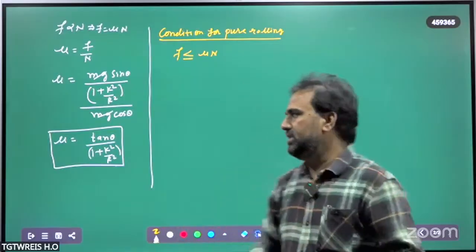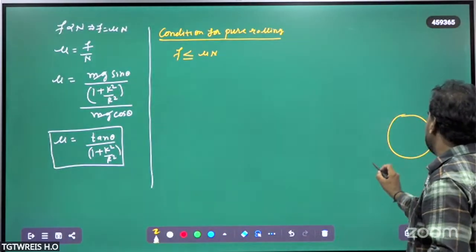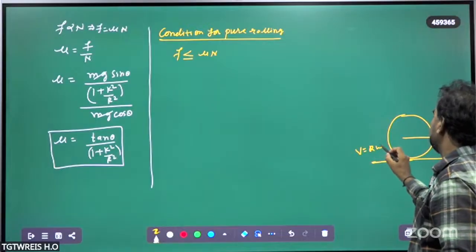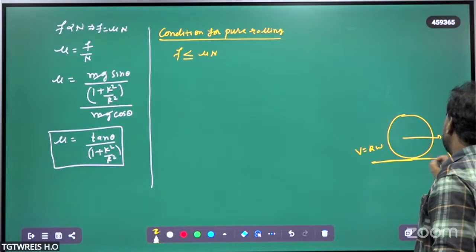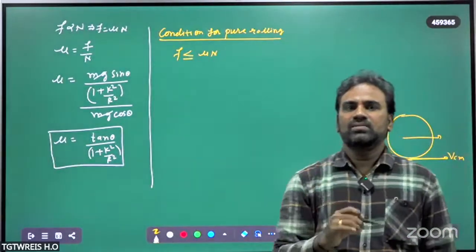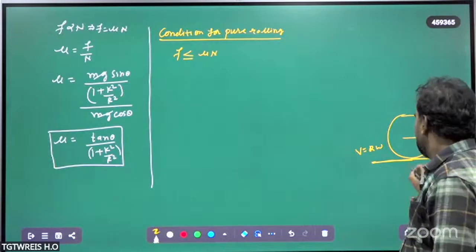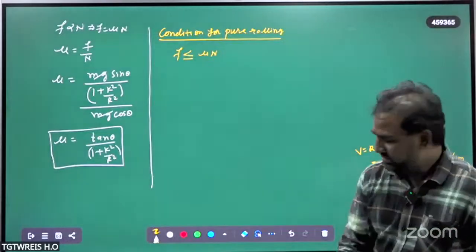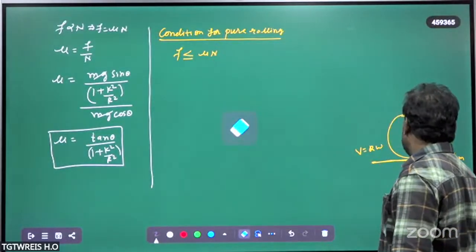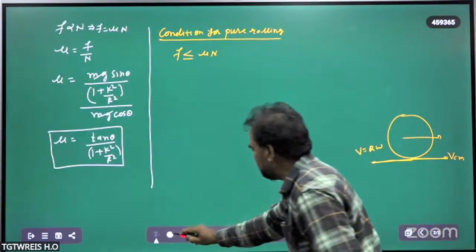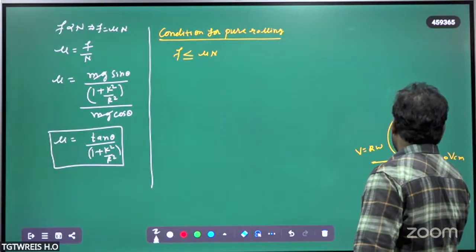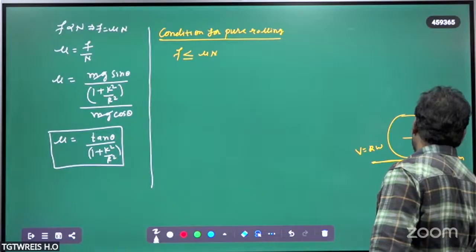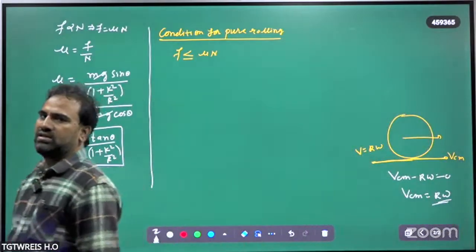In case of a horizontal plane, for pure rolling, V is equal to R omega acts in this direction and V_CM acts along the direction of motion. So the condition for pure rolling on the horizontal plane is V_CM minus R omega is equal to 0. So from this, V_CM is equal to R omega. This condition is applicable for pure rolling on the horizontal plane.